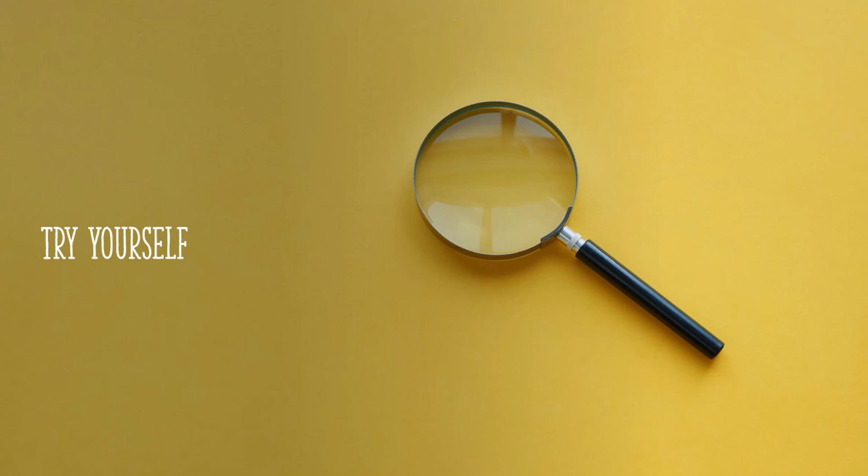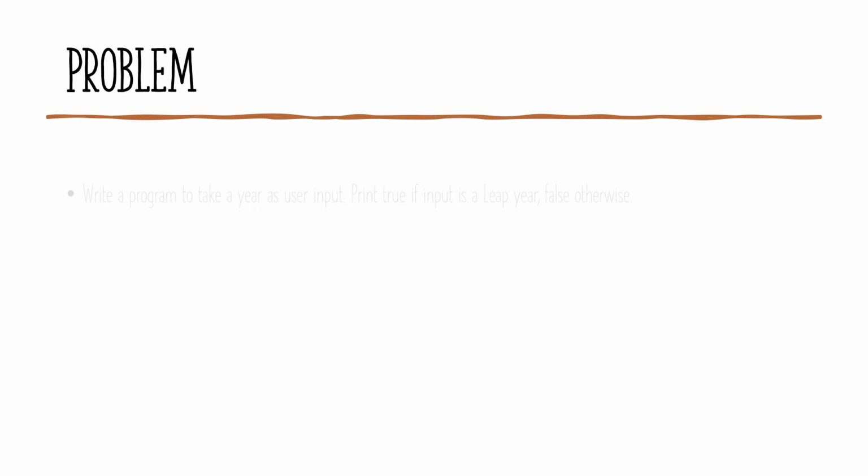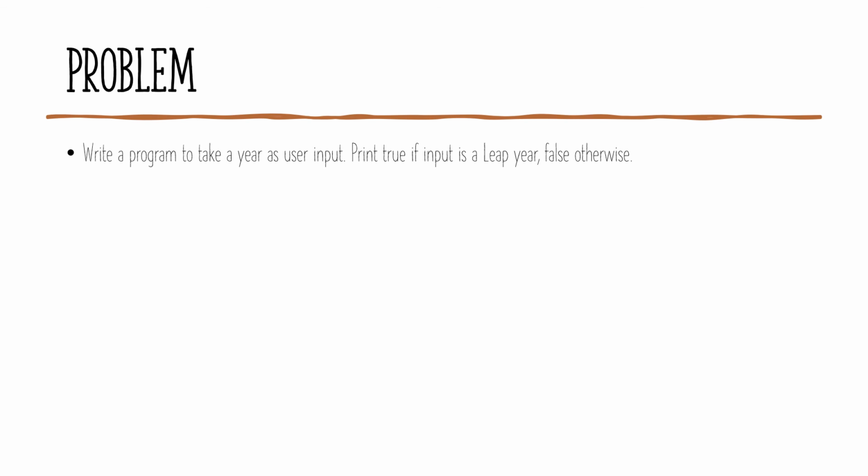Please try the next problem yourself. You can find the solution in the description. Write a program to take a year as user input. Print true if input is a leap year, false otherwise. Leap year criteria: year must be divisible by 4. If a year is divisible by 100, then it must be divisible by 400.